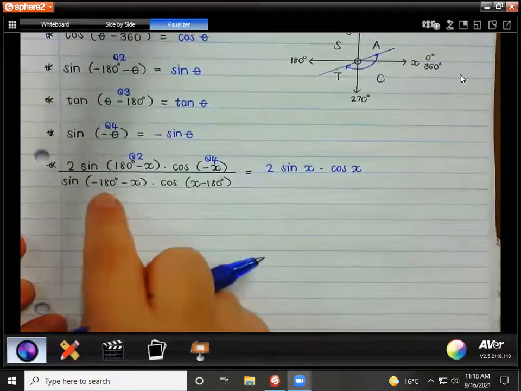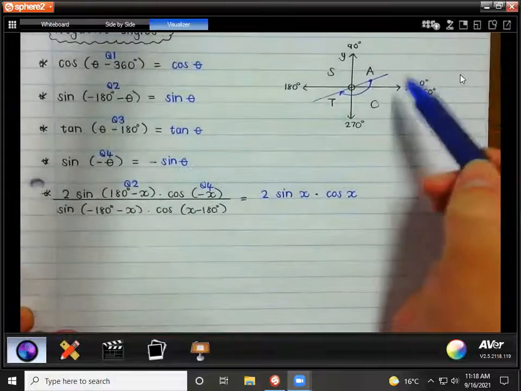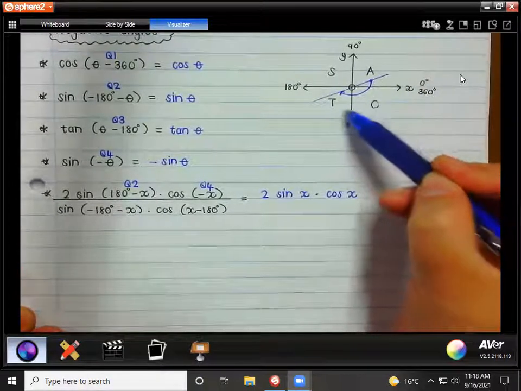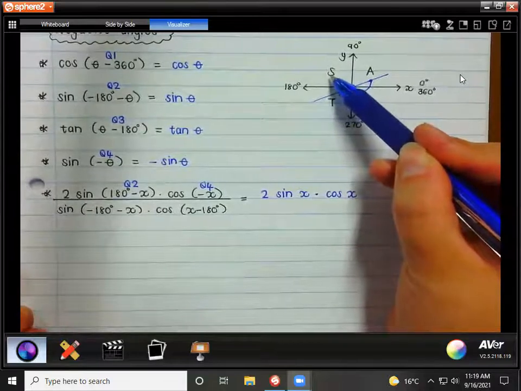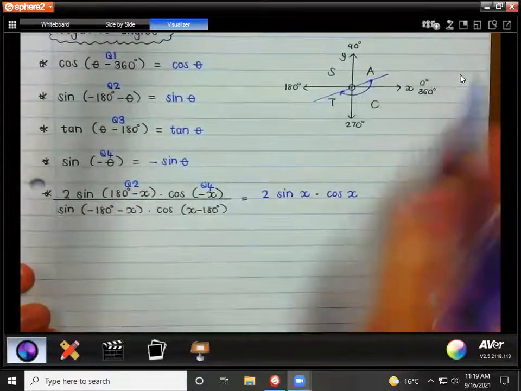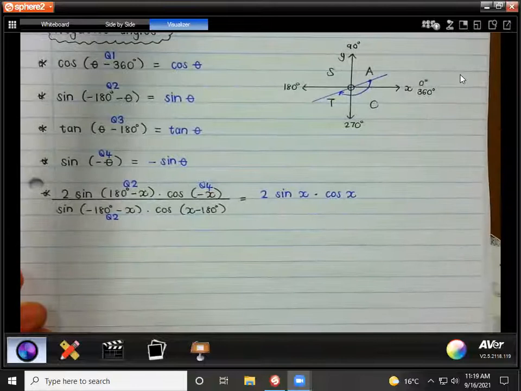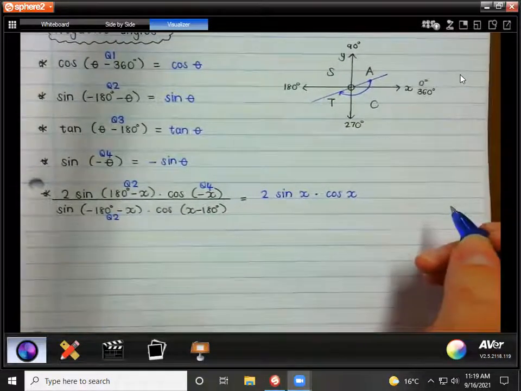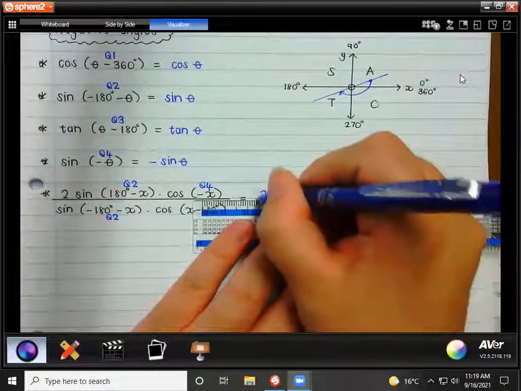Right, negative 180 minus x. We discussed it up there, but let's just take a look again. We're starting at 0. Now we're going to negative 180. And then we minus another acute angle from it. So we go further into the negatives. All right, so that will end up in quadrant 2. What is sine in the second quadrant? Positive. So that one just becomes positive sine x.